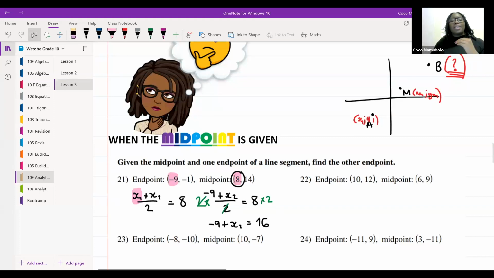Okay, and somebody says, ma'am, you're going too fast. I'm going to slow down in just a little bit. All right. Okay, Caleb is saying transpose. 100%, we're going to do that.